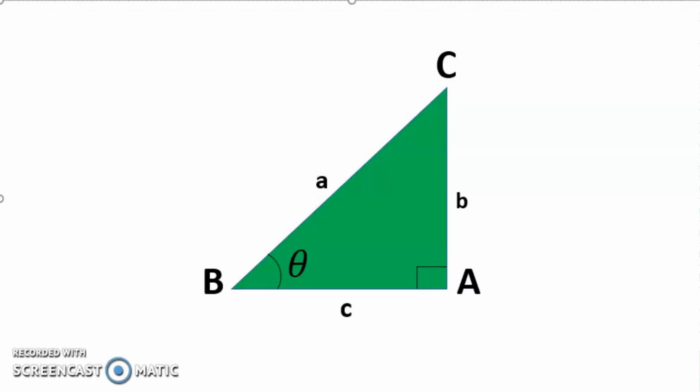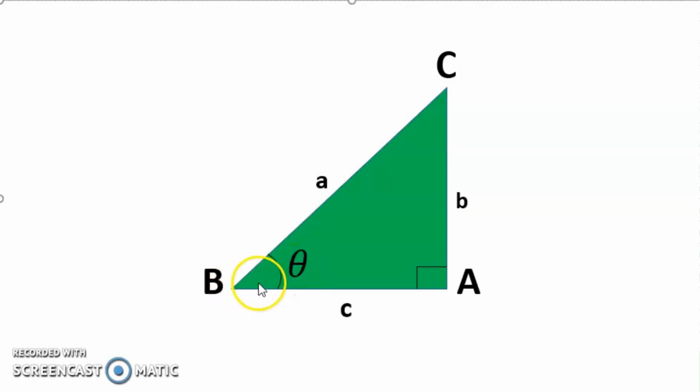Trigonometry can be used to find the length of an unknown side or angle in a right-angled triangle. Let's consider a right-angled triangle A, B, and C, which is right-angled at point A. The angle under consideration is theta. This is the angle under consideration.